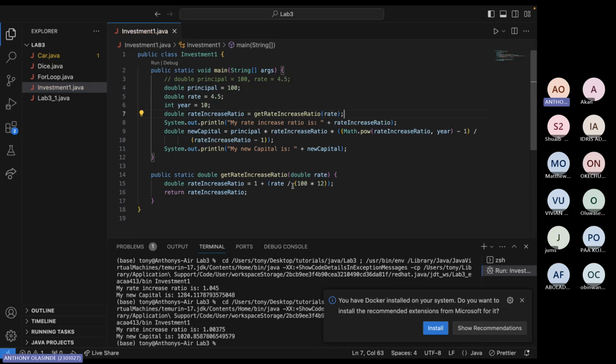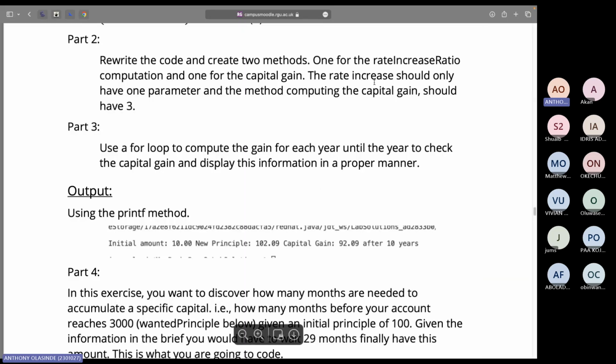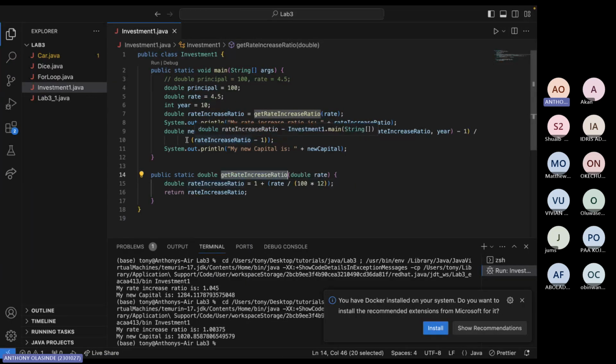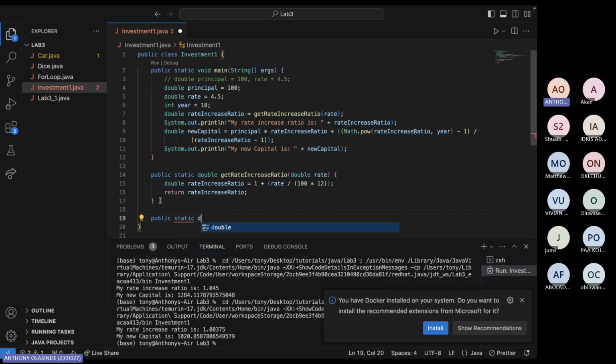I don't need to know this formula again. I just need to know that anytime I need the rate increase ratio, I'll just call this value. That's why we're doing this. So it says we should write the code and create 2 methods, one for the rate increase ratio and one for the capital gain. So we want to also bring this one out. Public static, let's say void for now. We'll come back and change it to double. Get new capital. All right.